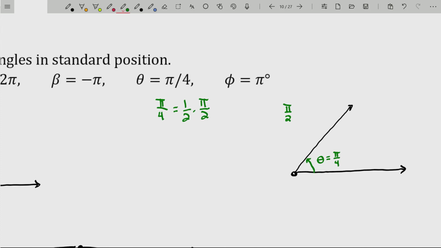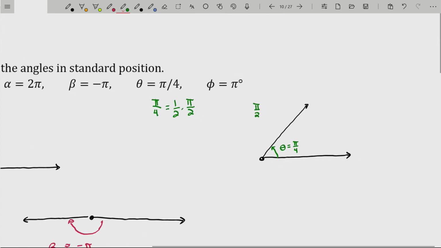That is an angle you must get used to drawing. Pi over 4 is very popular in calculus and trig. The last one's there just to make sure you're awake.